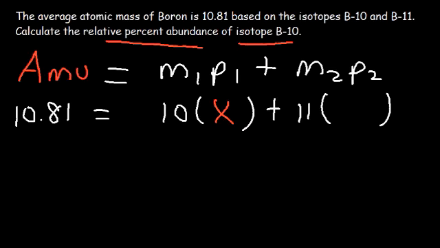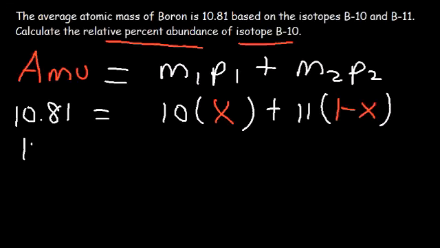Now let's think about this. Let's say if P1 is 20%, that means P2 would be 80%. So if P1 is 0.2, P2 is 1 minus 0.2, which is 0.8. So therefore, we could say it's going to be 1 minus X. X plus 1 minus X is 1, which represents 100%.